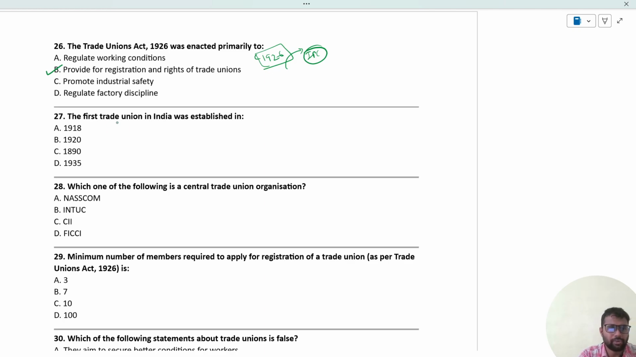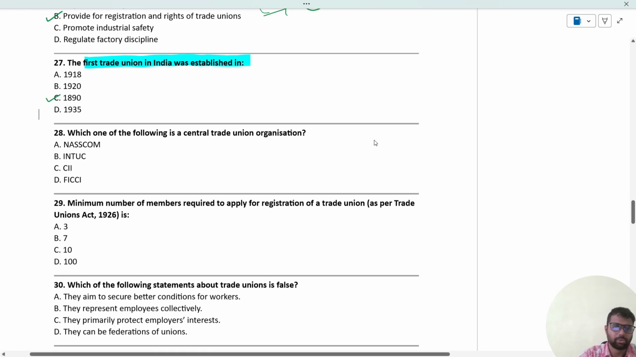Question number 27. The first trade union in India was established in, and this is one of the important questions from the trade union. And the first trade union was established in 1890. And we have seen some of the trade unions such as the International Trade Union Congress. Then we have the Mazdoor Sangh, Bharatiya Mazdoor Sangh, etc. So question number 28. Which one of the following is a central trade union organization? The Central Trade Union Organization is INTUC, that is Indian National Trade Union Congress.